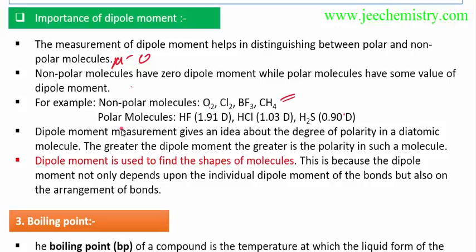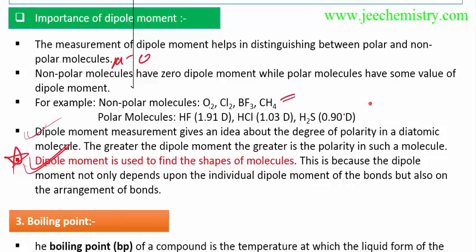Now it is clear: a non-polar molecule has zero dipole moment, and a polar molecule has a dipole moment. Dipole moment may give us the degree of polarity in a diatomic molecule. The greater the dipole moment, the greater the polarity of the molecule. This needs to be taken care of. Dipole moment is also used to find the shape of a molecule. This is because the dipole moment depends not only on the individual dipole moments of the bonds, but also on the arrangement of the bonds. This is also very important.